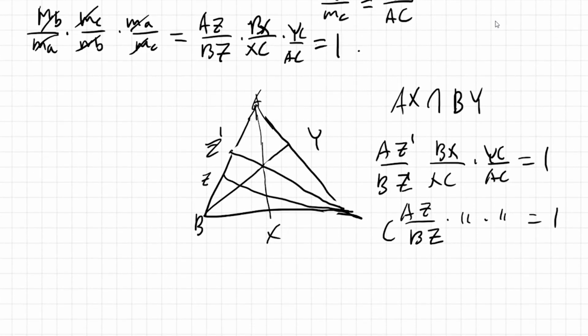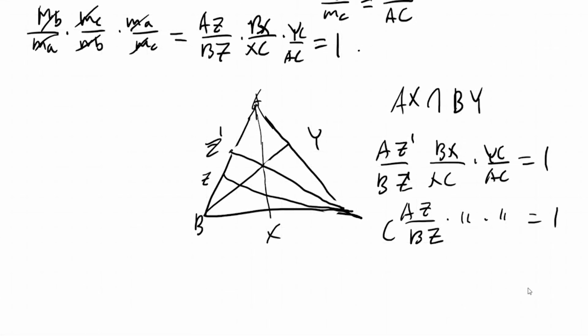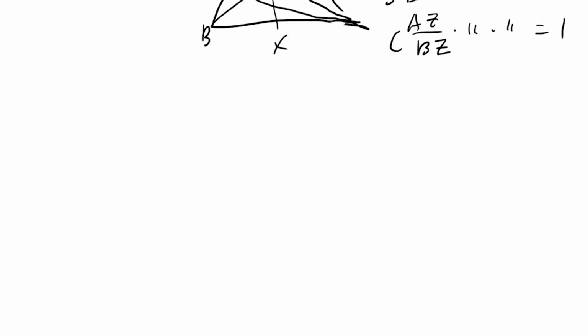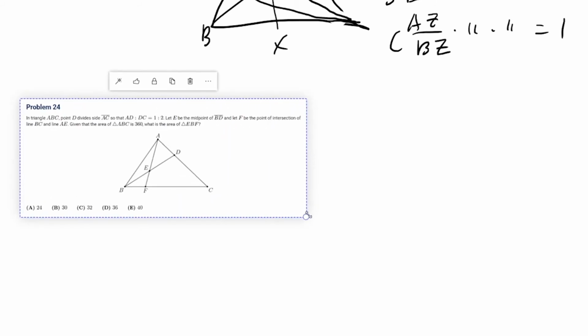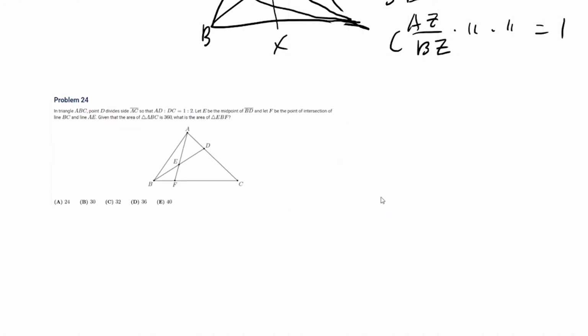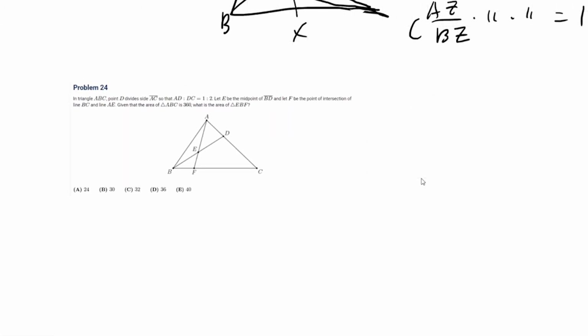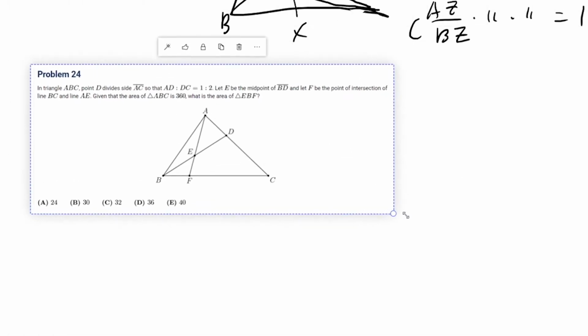So now that we have proven those, let's move on to the AMC 8 problem. And this is basically going to be using the same ideas of placing masses so that we can find what we want. So here's the problem. This is problem 24 from the 2019 AMC 8. And it states, in triangle ABC, point D divides side AC so that AD to DC is equal to 1 to 2. Let E be the point of intersection of BD and AF, and F be the point of intersection of line BC and line AE. Given that the area of triangle ABC is equal to 360, what is the area of EBF? Let me make that a little bit larger.